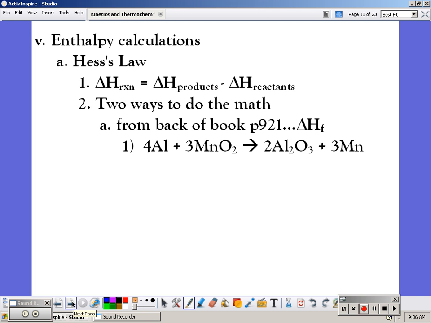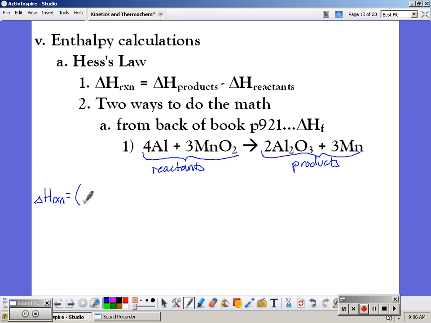Hess's law, we can do the math 2 ways. The first way is by saying the products minus the reactants. So these values are in the back of your book on page 921. It's one of the appendix. Remember that on the right side of the arrow, we have our products. And on the left side are our reactants. So my heat of reaction is going to equal my products. The first product I have is aluminum oxide.